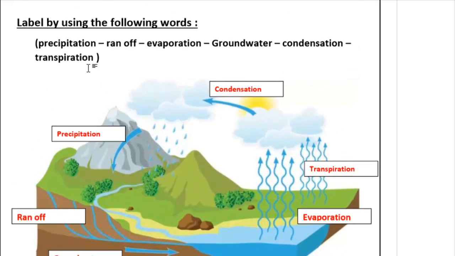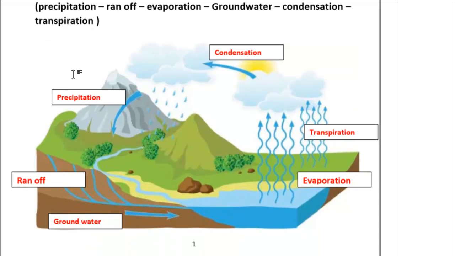Label by using the following words. Here we have precipitation, runoff, evaporation, groundwater, condensation, and transpiration. Number 1 here, the seawater evaporates to the air. This is called the evaporation process.